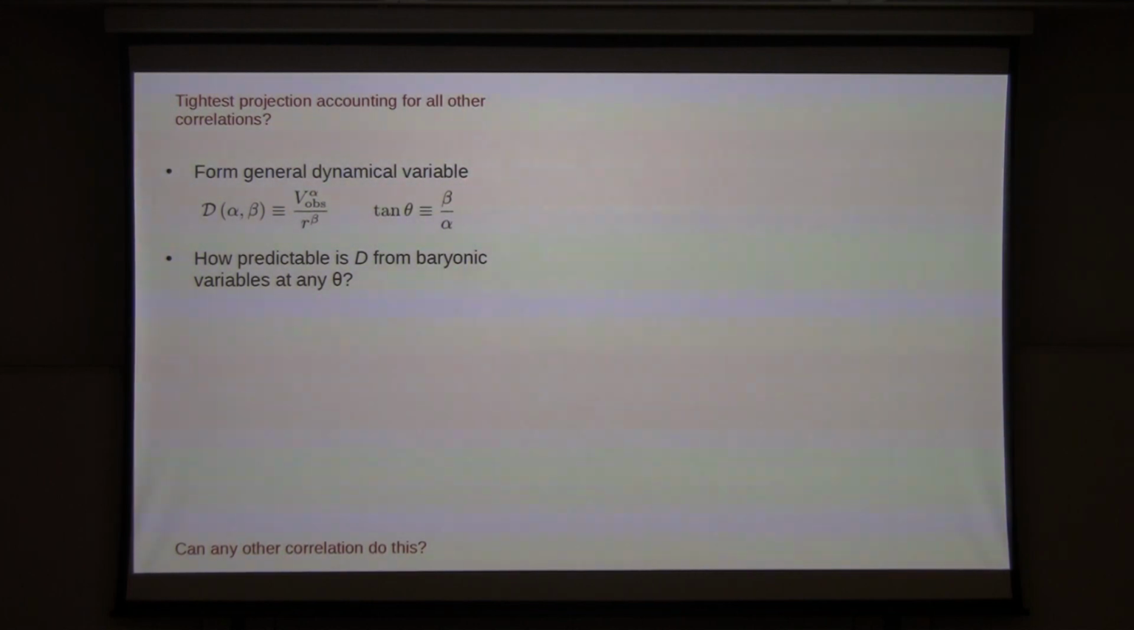But now I want to go further and ask whether gobs is the optimum target. Is that the dynamical quantity that's best correlated with the baryonic properties of the galaxy? To do that, I generate this generic dynamical variable, v obs to the alpha over r to the beta, parameterized with this angle theta, since d is equally predictable as d to some power, so within 1 degree of freedom. Then I retrain my extra trees regressor, but now to predict d as a function of theta based on baryonic properties.